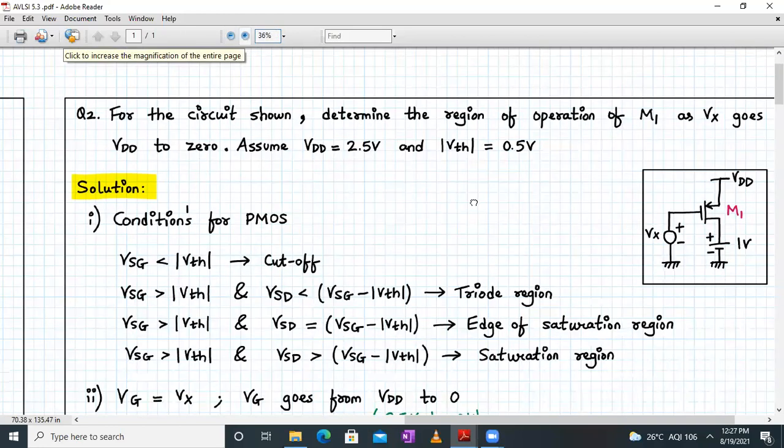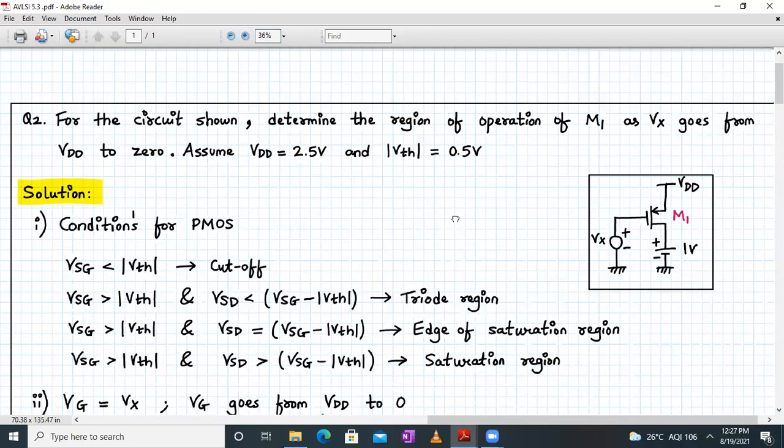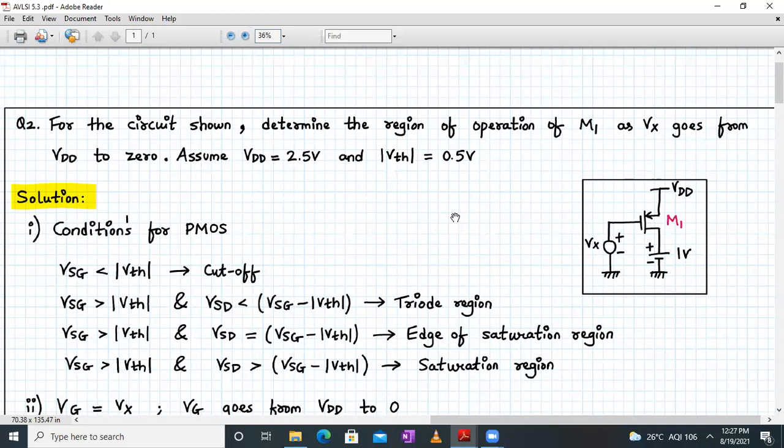I hope it is fitting and you can see the entire question again. I repeat the question. We have to determine the region of operation of M1 as your voltage Vx goes from VDD to 0. Your VDD value is 2.5 and the mod of VTH value is 0.5.